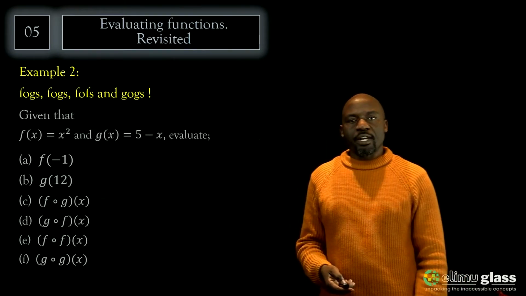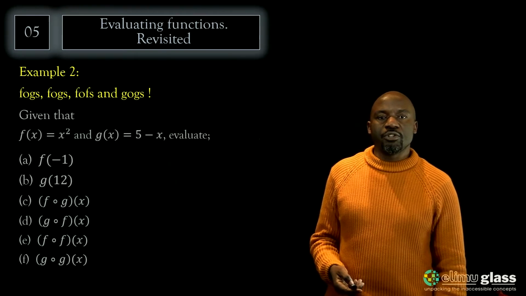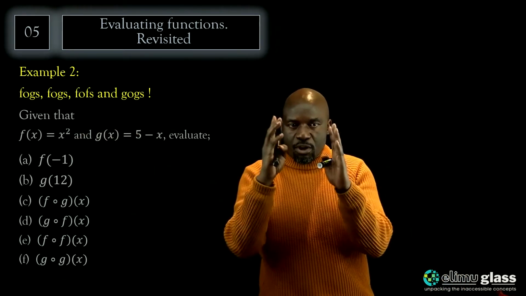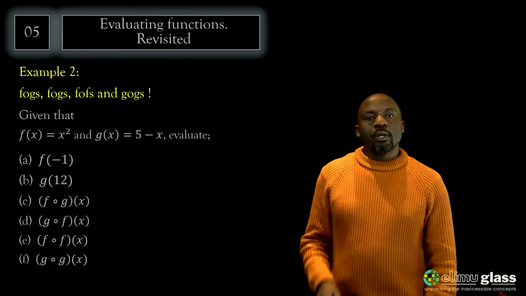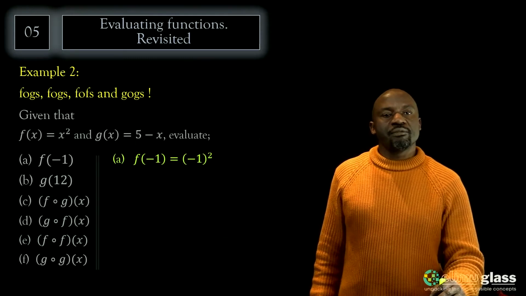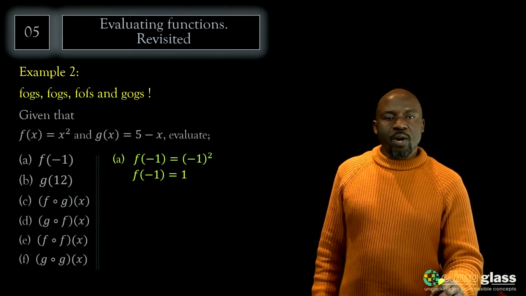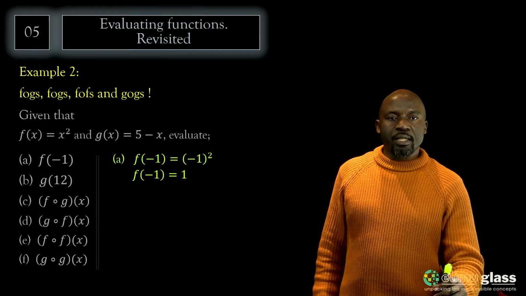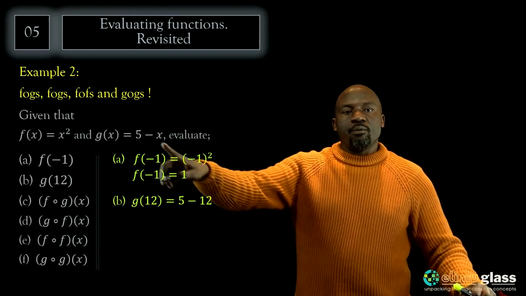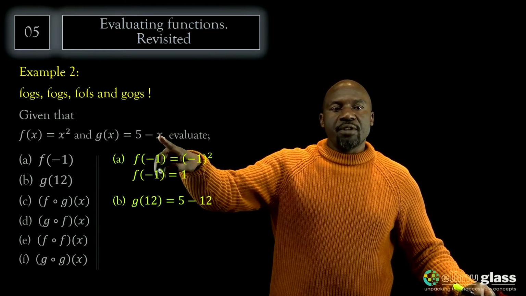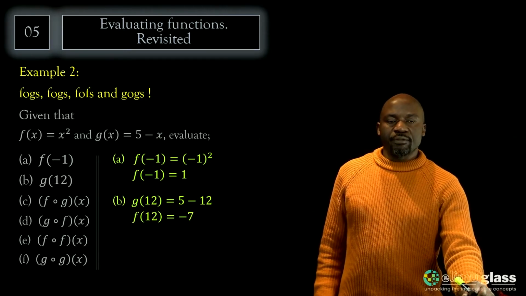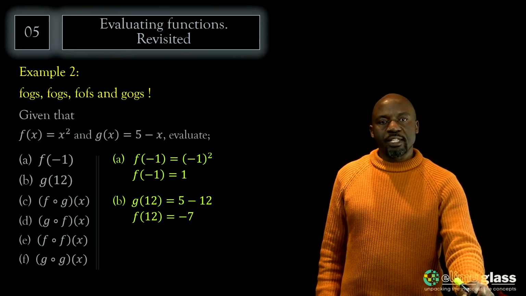Let's start with the first one. F of -1: put -1 there. -1 in brackets squared gives me 1. So f of -1 is 1. G of 12: we have 5 minus the value of the input, which is 12, which gives me -7. So g of 12 is -7.